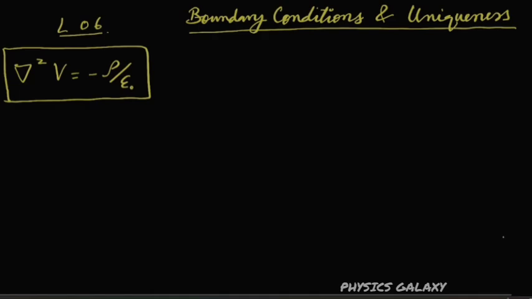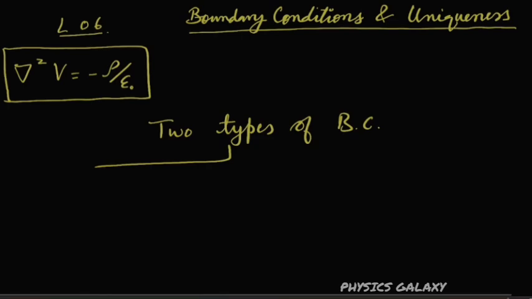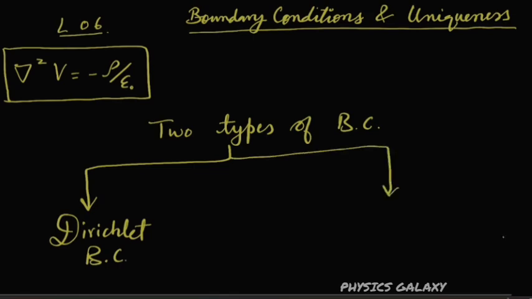Now it turns out we can use two types of boundary conditions. One is the Dirichlet boundary condition. And the other type of boundary condition that we can use is called the Neumann boundary condition.